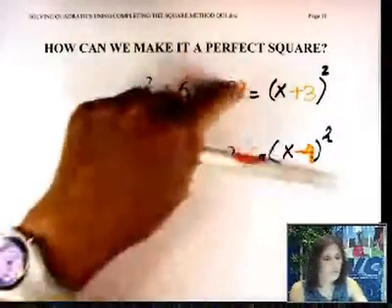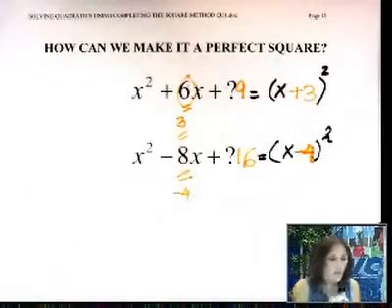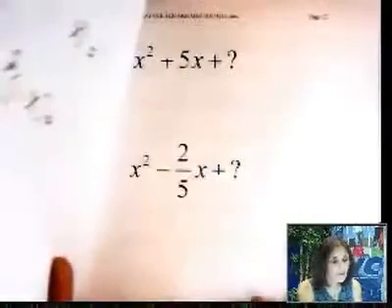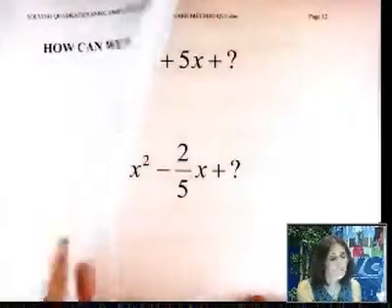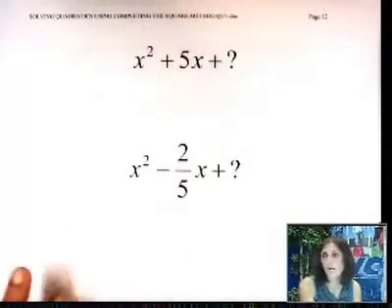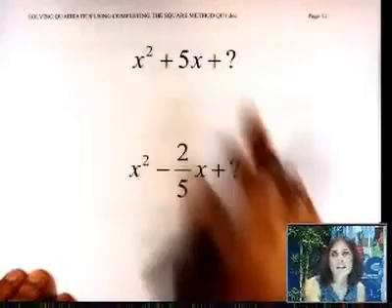Now, I know how to make something a perfect square by just putting in that missing thing. But what happens when you already have something in there? We're going to do that. But let's do some more complex things. How can I make this a perfect square?